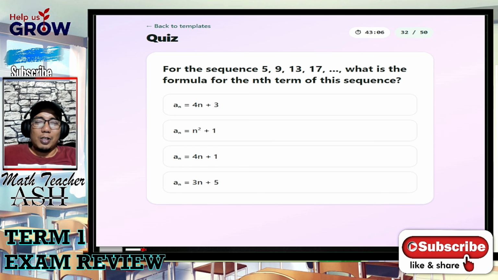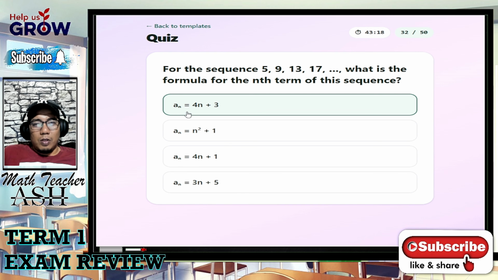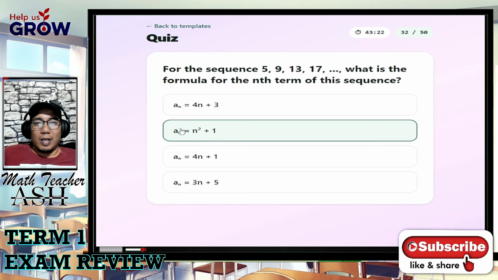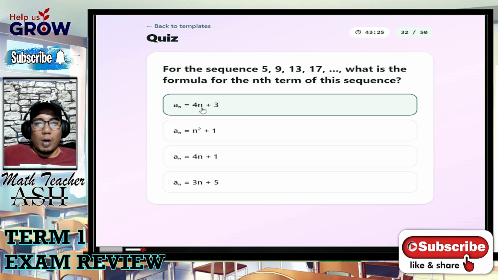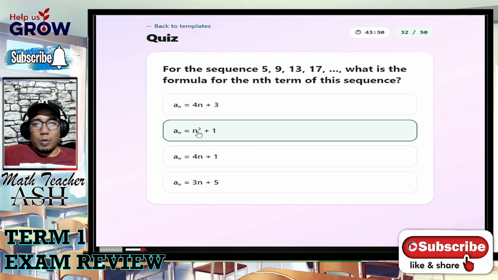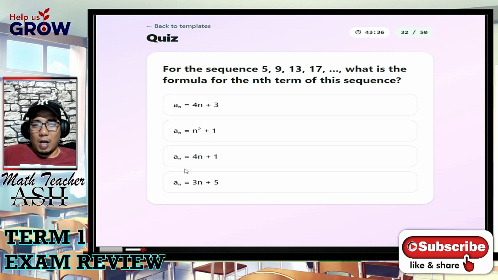Okay, my dear math learners, in order for you to answer this immediately and efficiently, what you need to consider are the positions. So we have here the first, the second, the third, and the fourth. If you try the first, you change the n into 1, then you must result at 5. So if we try this one, 4 times 1, 4 plus 3. Is it 5? No, that is wrong. 1 squared plus 1, so 1 plus 1, that is 2. Is it 5? No.